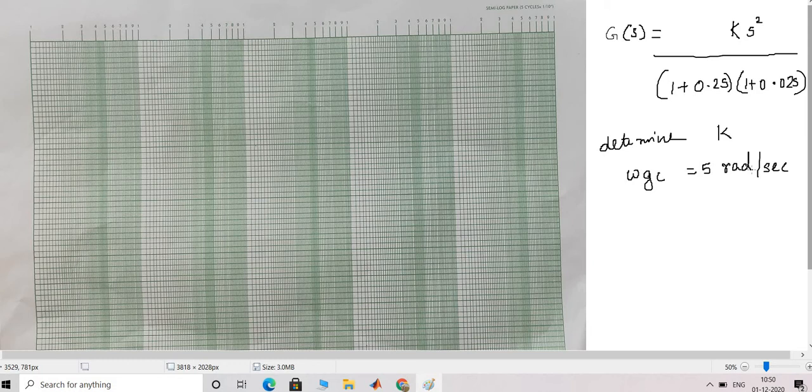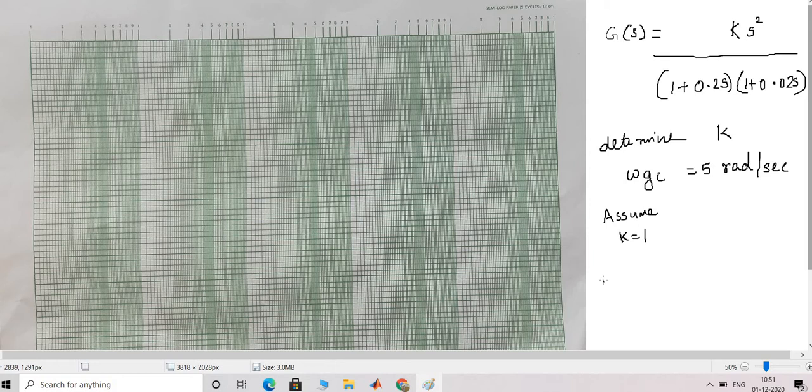If these types of questions are given, the first thing we have to do is sketch the Bode plot of the given open loop system. In order to sketch the Bode plot, we don't know the value of K, so initially we substitute K = 1. For these types of problems, assume K = 1 and rewrite the open loop transfer function.